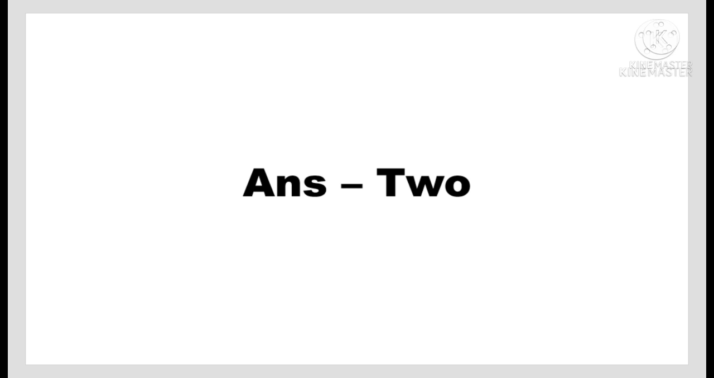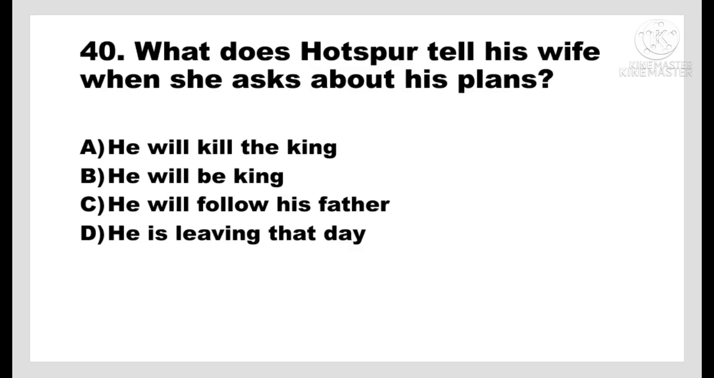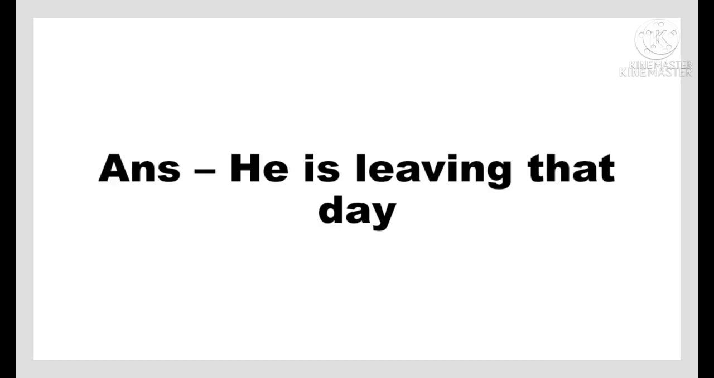Answer: 2. What does Falstaff say is pricking at him before the battle? His honor, his stomach, his courage, his fear. Answer: his honor. What does Hotspur tell his wife when she asks about his plans? He will kill the king, he will be king, he will follow his father, he is leaving that day. Answer: he is leaving that day.